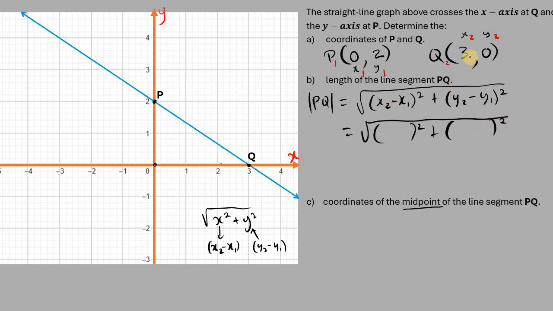Now x2 is actually what? x2 is 3. So we put 3 here minus x1, and x1 is what? 0. The y2, identifying it right here, is going to be 0. And the y1, look for it based on your labeling. Let's go over that. Well, y1 is right here, which is 2.